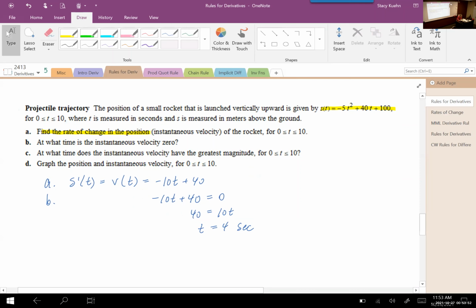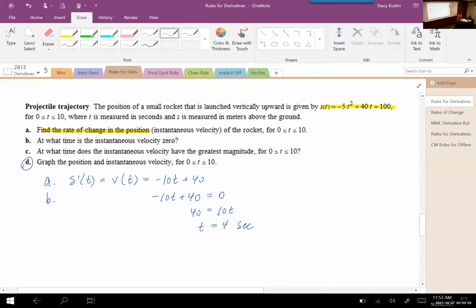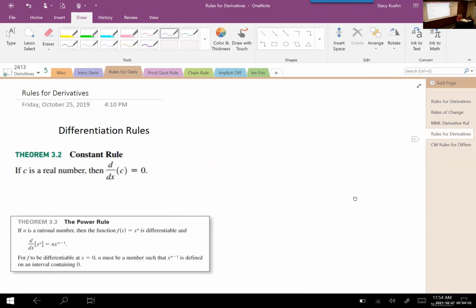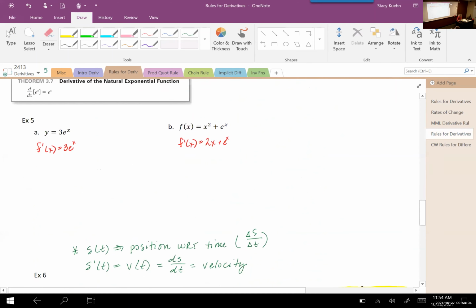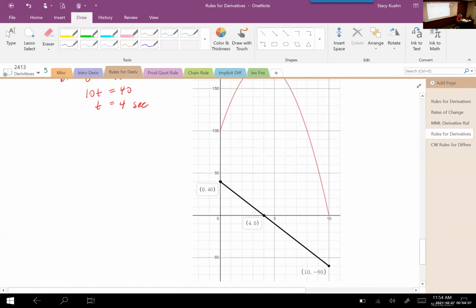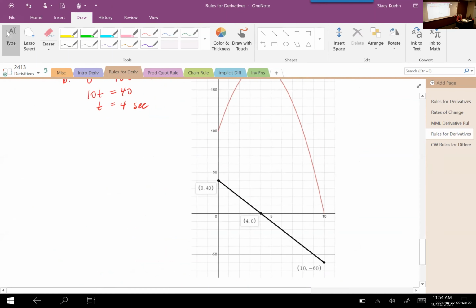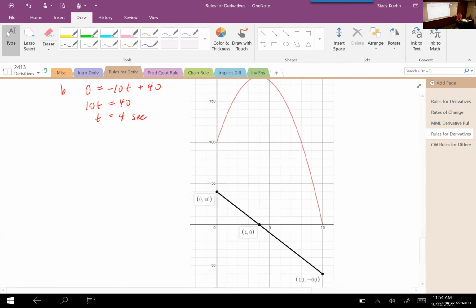And then if we just wanted to look at this one here, we could graph both of these functions on the same graph, which looks like this. So the red line right there represents the position function, right? The black line represents the derivative. That represents the velocity, okay? The black line is the derivative of the red line. So both of them would be on there.